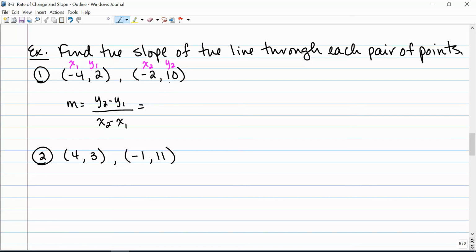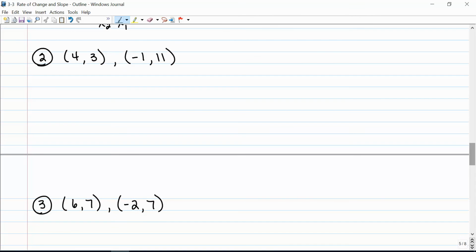My y2 is 10, my y1 is 2, so I subtract those. My x2 is negative 2, and my x1 is negative 4, so that's going to be minus a negative 4. And remember, when you're subtracting a negative, it's the same as adding a positive. So that's going to give me 8 over 2. Reduce that to 4. So the slope through those 2 points is 4. Let's take a look at our next example here.